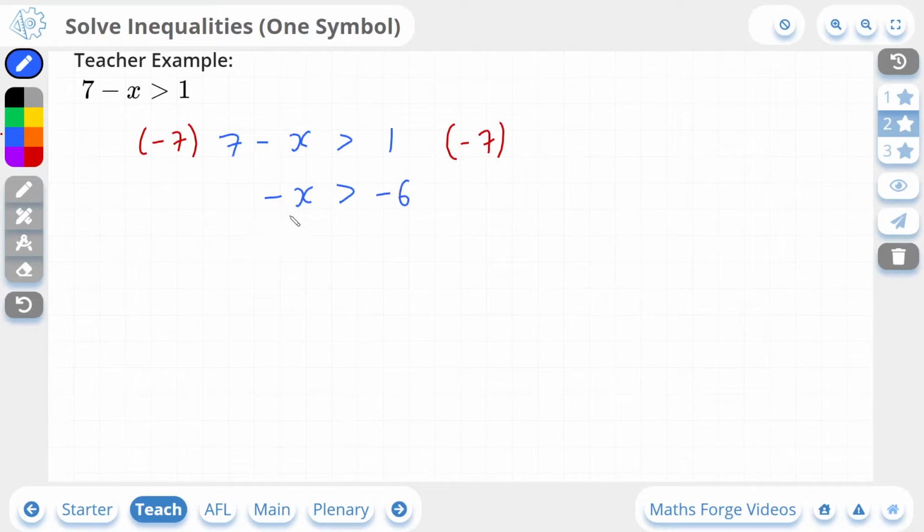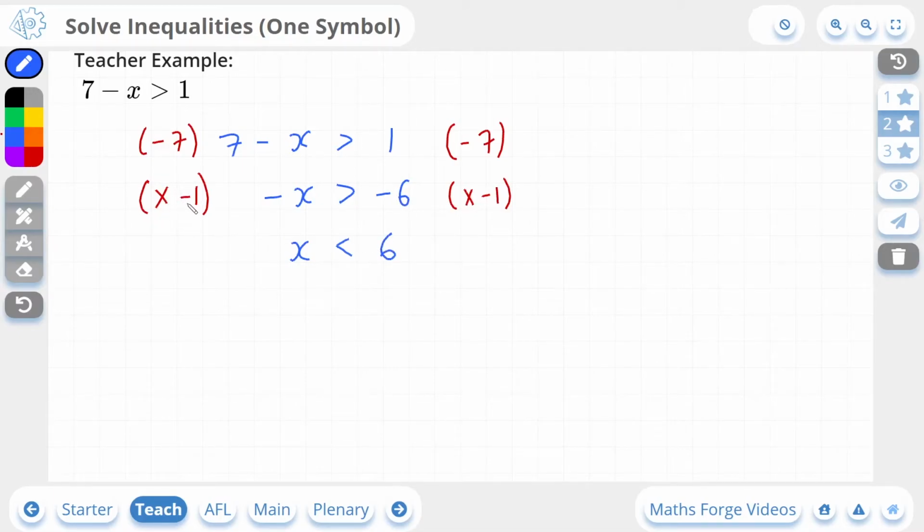Now here is where inequalities differ from equations. In order to get our negative x to be a positive x, we have to multiply through by negative 1. With inequalities, if you ever multiply or divide by a negative value, it causes the following to happen. The negative x becomes an x, and the inequality symbol flips around. And then of course negative 6 times negative 1 is positive 6.